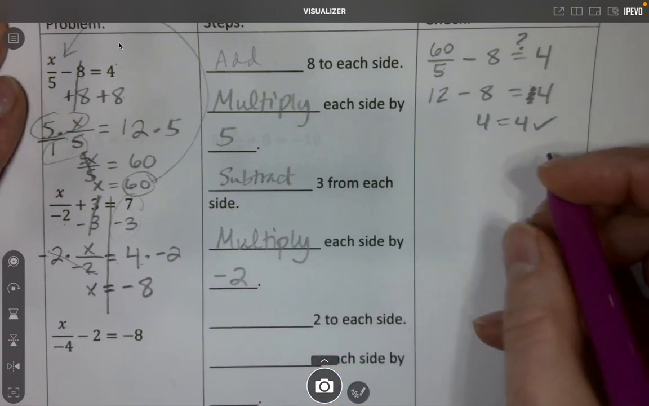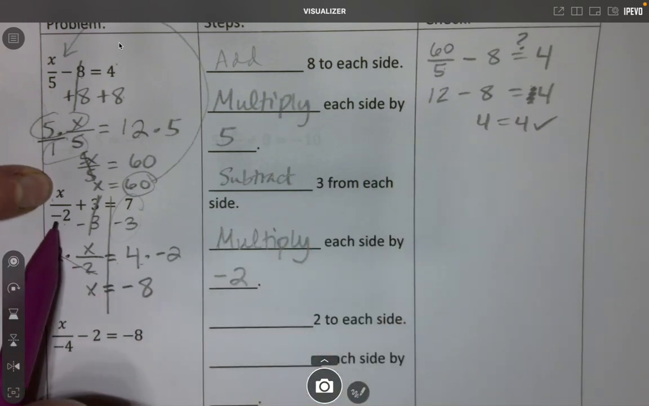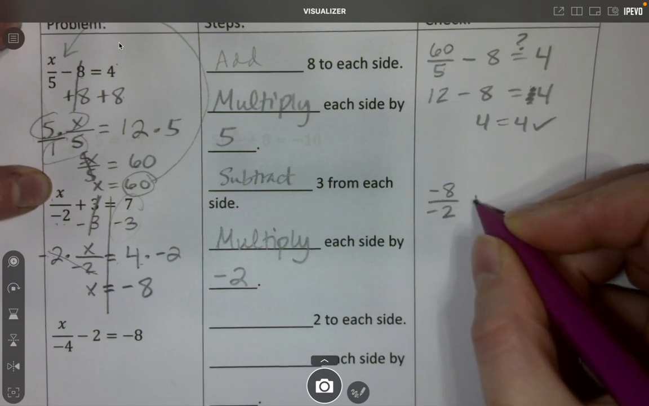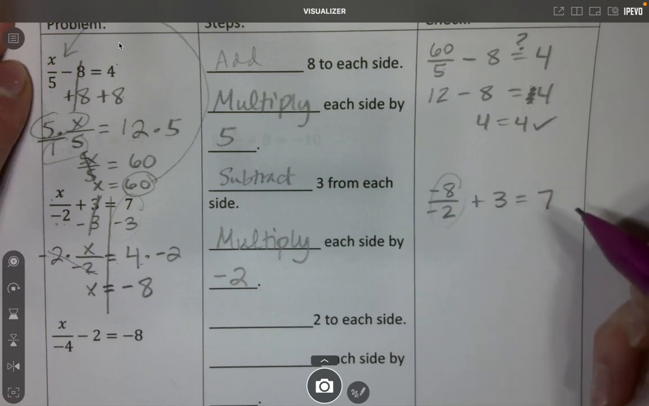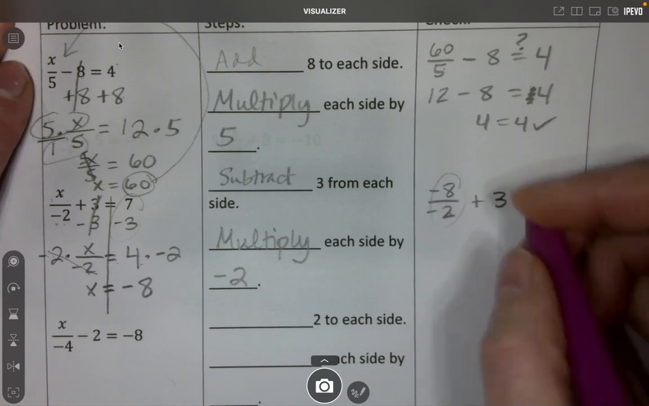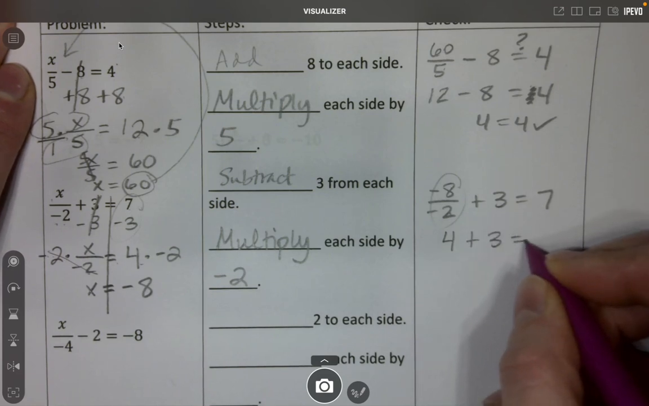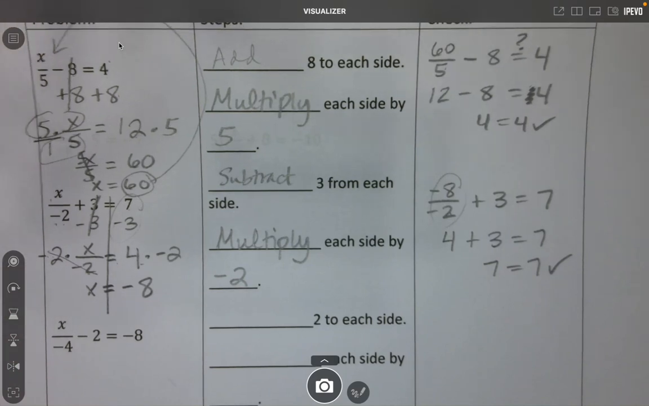So then I'm going to go over and check my answer again. Instead of x divided by negative 2, I'm going to have negative 8 divided by negative 2, and then plus 3 equals 7. When I write something this way, remember I'm just dividing. 8 divided by 2 is 4. Negative divided by negative is positive. So I do have a positive 4 plus 3. And that's 7. So I get 7 equals 7. My answer checks again.